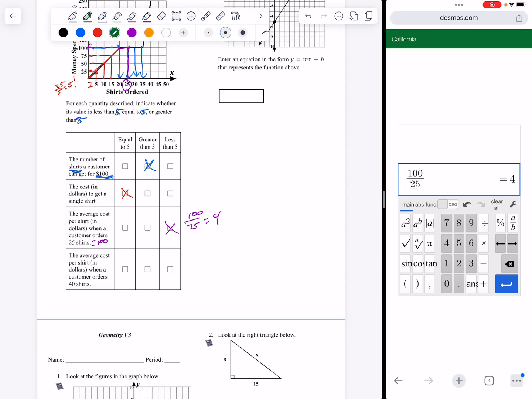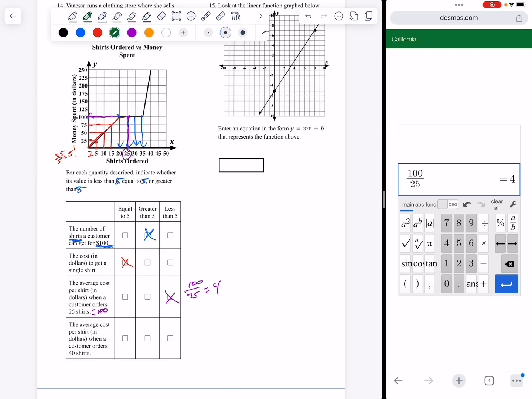And finally, the average cost for shirts in dollars when the customer orders 40 shirts. So 40 shirts, going all the way up to here, which is $250. So in other words, $250 divided by 40. 250 divided by 40 equals 6.25. So that is more than 5. Okay. So not that horrible. I just had to fix that and make sure it was in fact a 5.